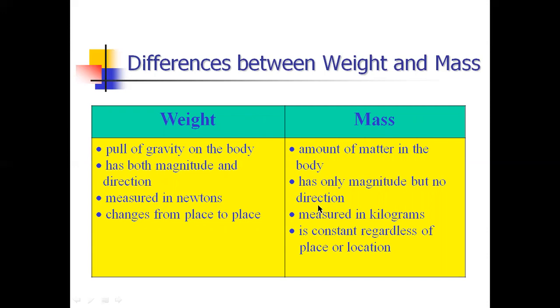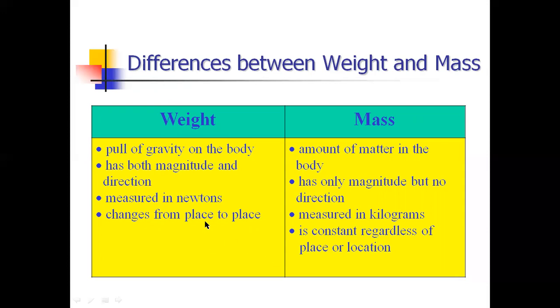It has no direction. And one thing I would like to clarify here, the quantities which have no direction are called scalar quantities. And the quantities which need directions for their description are called vector quantities. So force is a vector quantity, whereas length, mass, and time are scalar quantities. The third difference, weight is measured in newtons, whereas mass is measured in kilograms. Fourth, weight changes from place to place, but mass remains constant regardless of place or location.